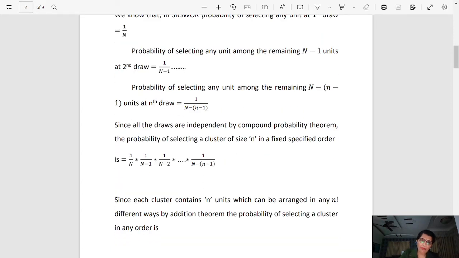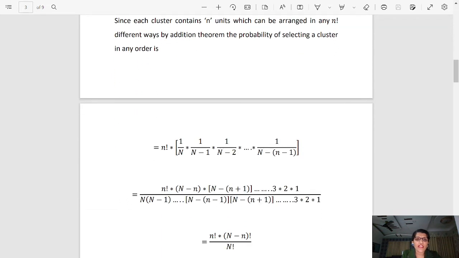Since all these draws are independent, by using the compound probability theorem, the probability of selecting a cluster of size n with a specified order is the multiplication of all these probabilities. So, 1 by N, 1 upon N minus 1, 1 upon N minus 2, up to 1 upon N minus n plus 1. Since each cluster of n units can be arranged in n factorial ways, by the addition theorem of probability, the probability of selecting the cluster in any order is n factorial times the probability of all these values. So, on simplification we get this.